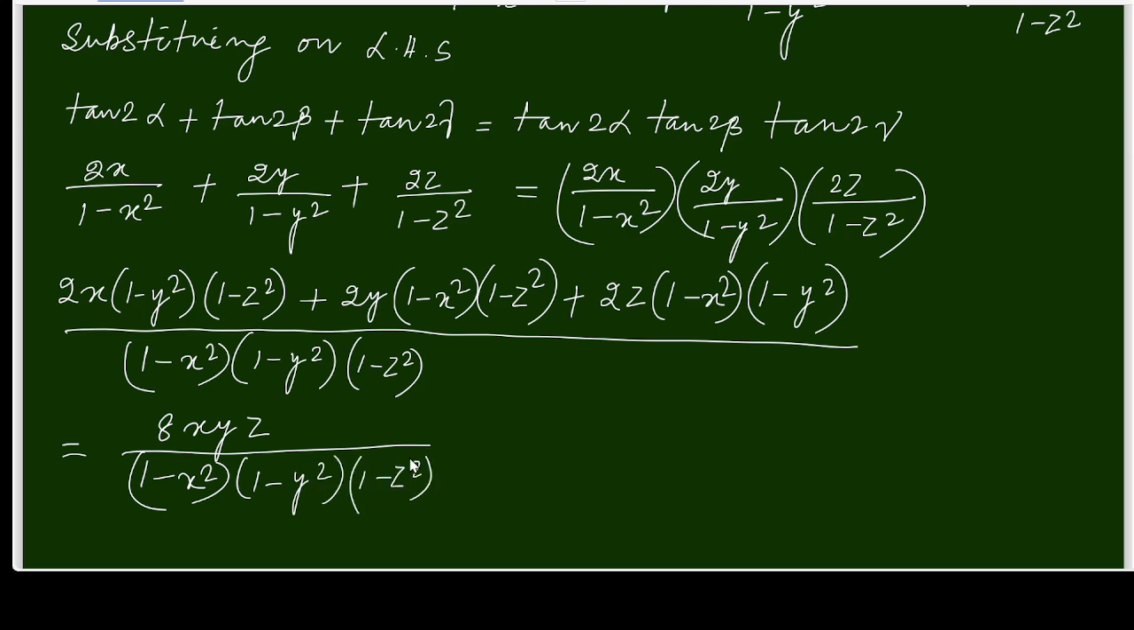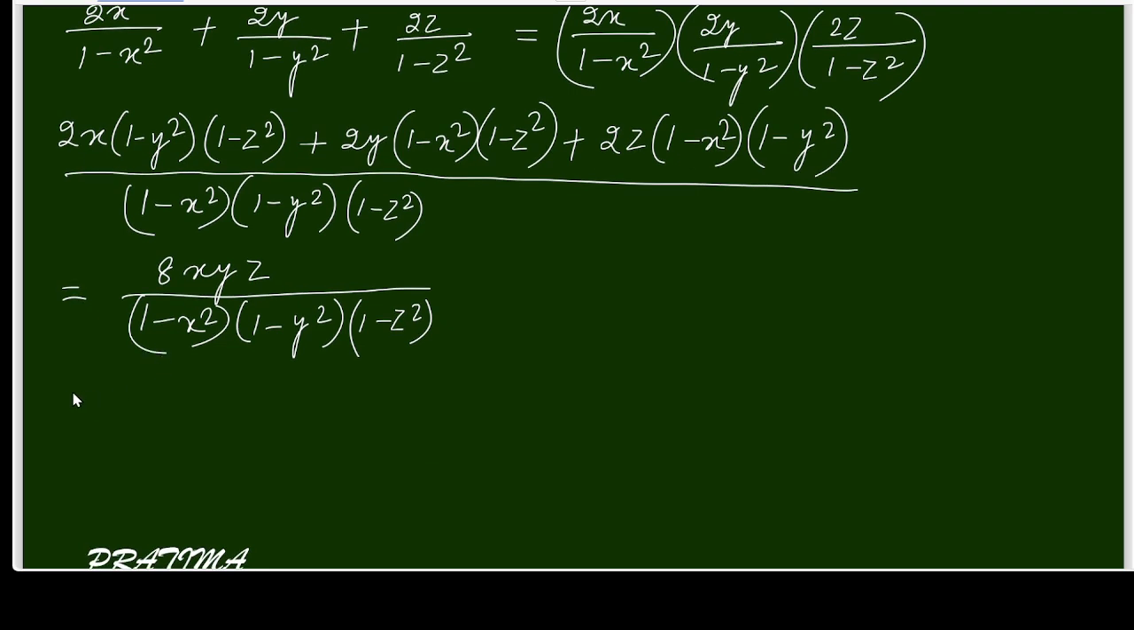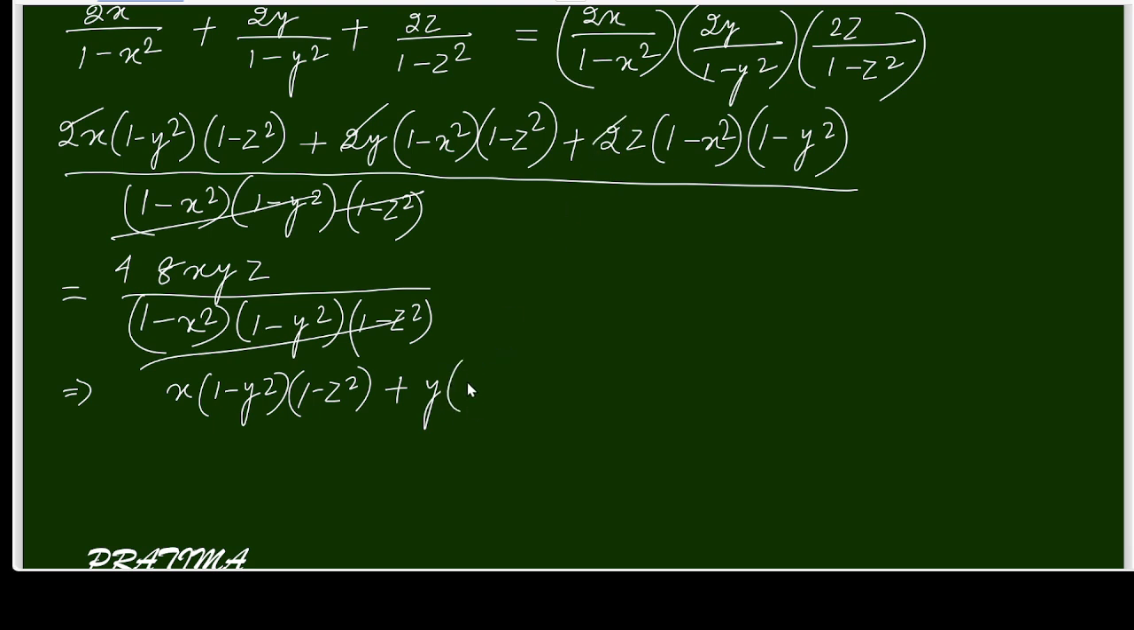So we can cancel the denominator on each side. And cancelling 2 from each side, 8 over 2 will be 4. This gives x into (1 minus y square)(1 minus z square) plus y into (1 minus x square)(1 minus z square) plus z into (1 minus x square) into (1 minus y square) equals 4xyz.